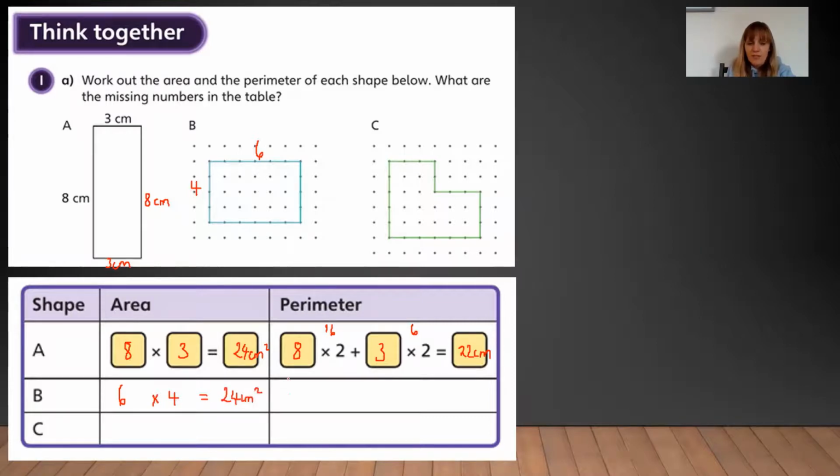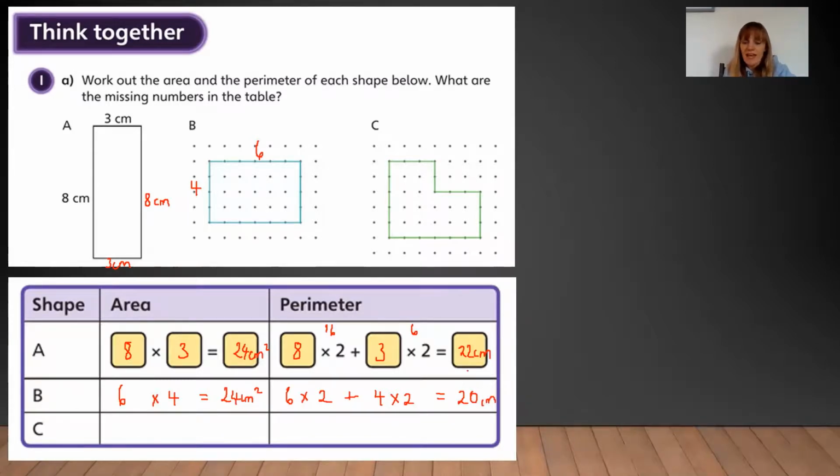Now for our perimeter this time, we're going to do 6 times 2, because that's twice the length, and we're going to add it to 4 times 2, because that's twice the width. So 6 times 2 is 12, 4 times 2 is 8. So this one has got a perimeter of 20 centimetres.